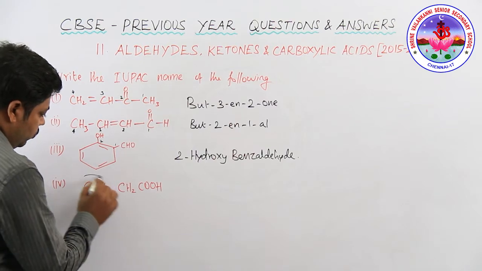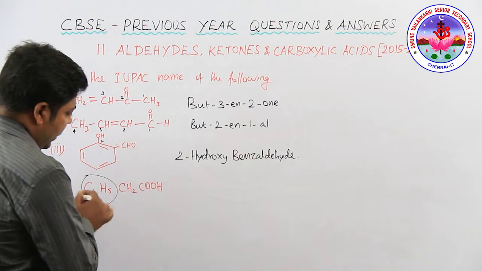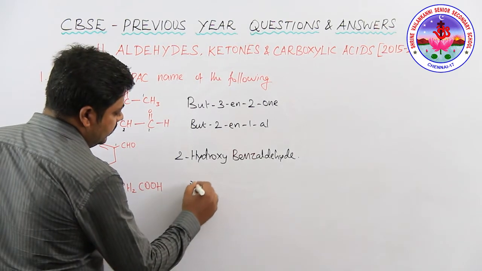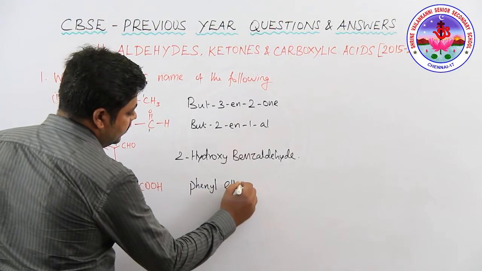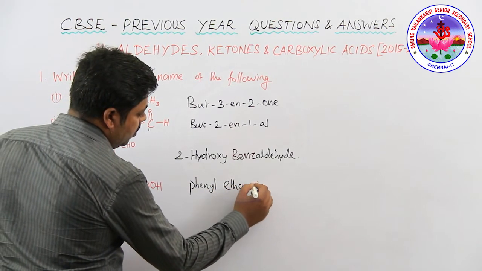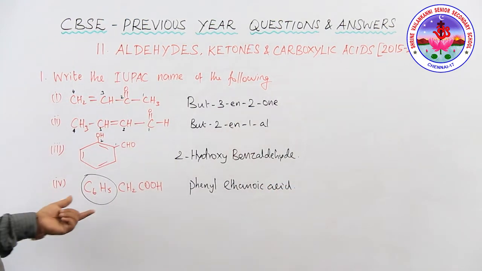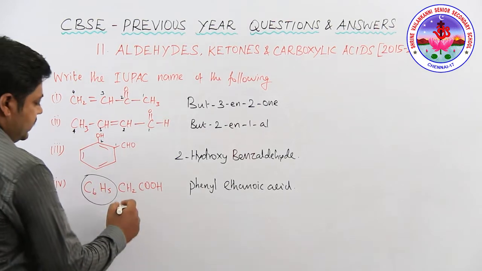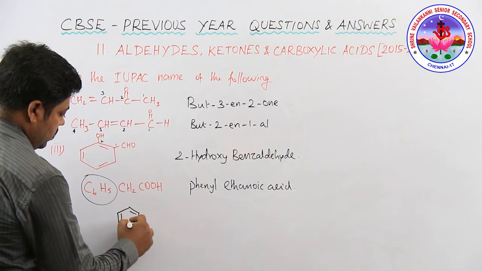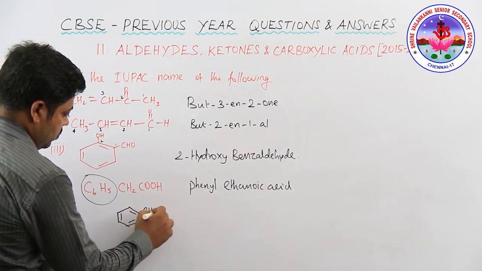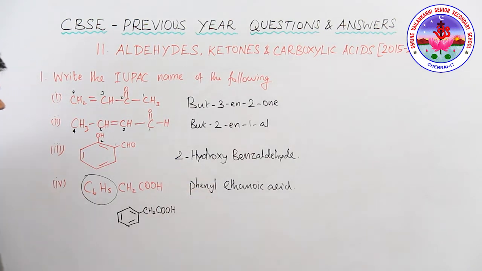Then look at this. C6H5CH2COOH. This group is a phenyl group, and this is an acid. So it is phenyl ethanoic acid. This is the IUPAC name of this compound. Sometimes the C6H5 is drawn as a benzene ring with CH2COOH. This is also the same, phenyl ethanoic acid.